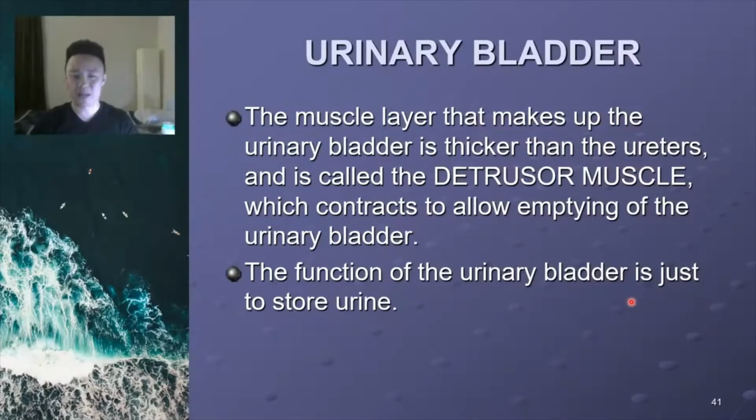Now the muscle layer that makes up the urinary bladder is thicker than the ureters, and this is called the detrusor muscle, which contracts to allow the emptying of the urinary bladder. Now the function of the bladder itself is just to store urine so that you and I can hold our urine a little bit longer, so we don't have to be dribbling out urine as it's being made and as we're doing our daily activities. That bladder helps hold that urine in there.